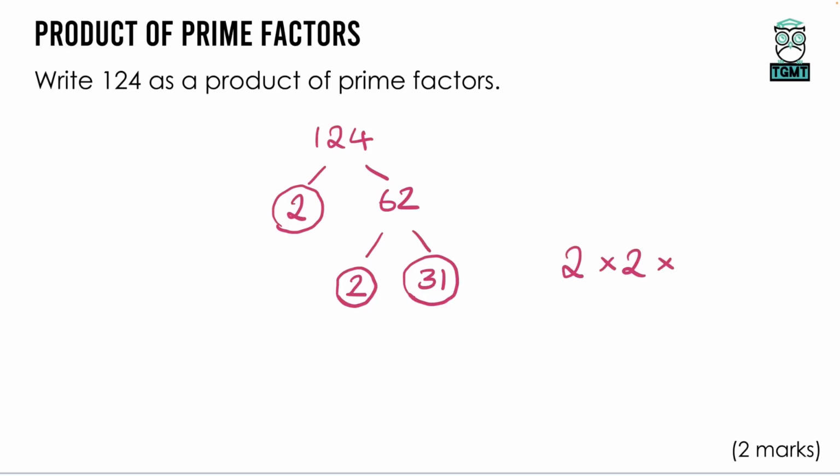If you want, you can write this in index form using powers. However, based on how the question's written, 2 times 2 times 31 is absolutely fine, and you can write those in any order. But as there are two 2's, we can write that as 2 squared, or 2 to the power of 2 times 31. Either way of writing the answer is absolutely fine, unless the question says you have to write your answer in index form. So there we go, that's product of prime factors.